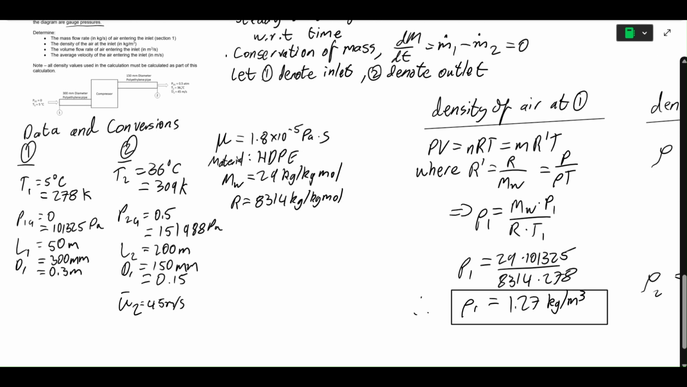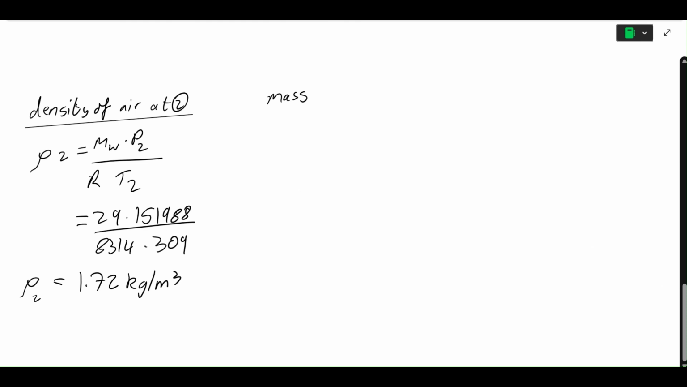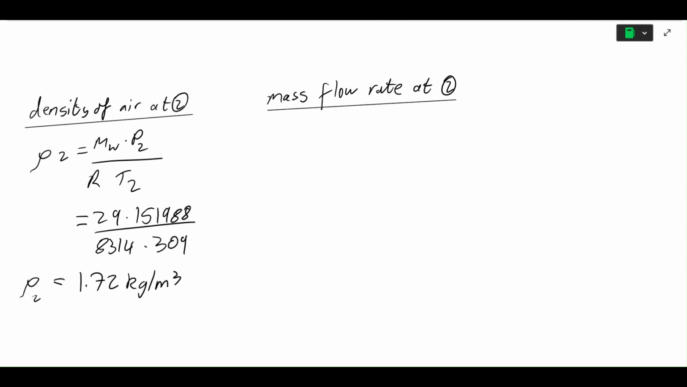Okay. Now we can find the mass flow rate at 2, at the outlet. So m2 is essentially equal to density at the outlet times the volume flow rate. But we need the volume flow rate.